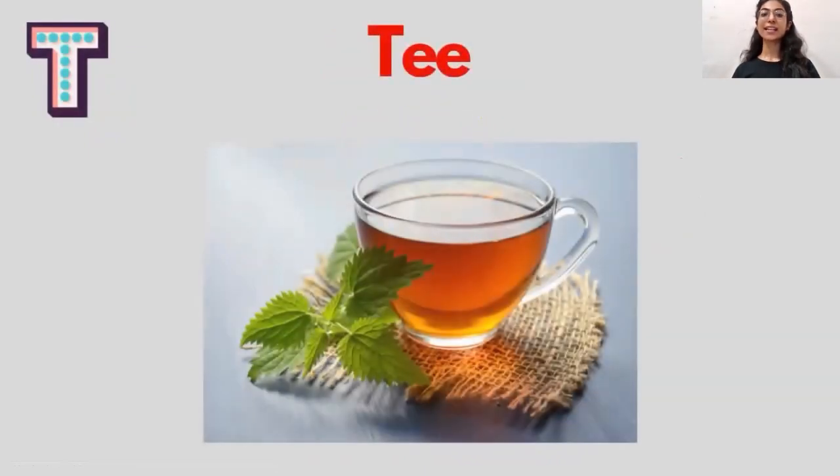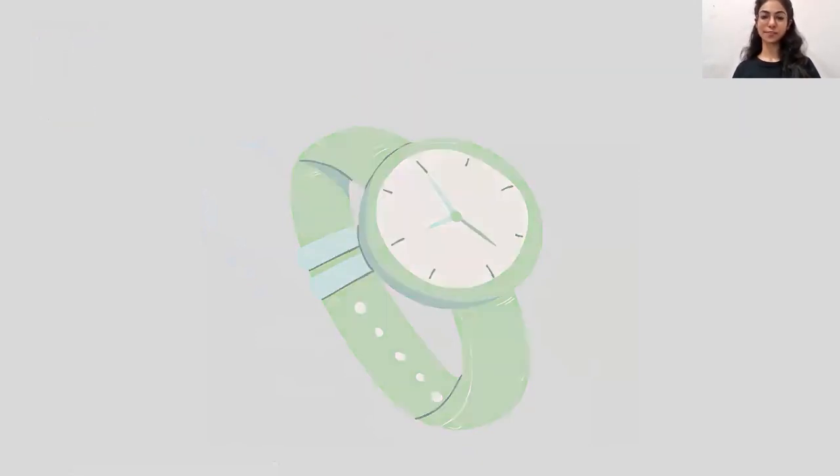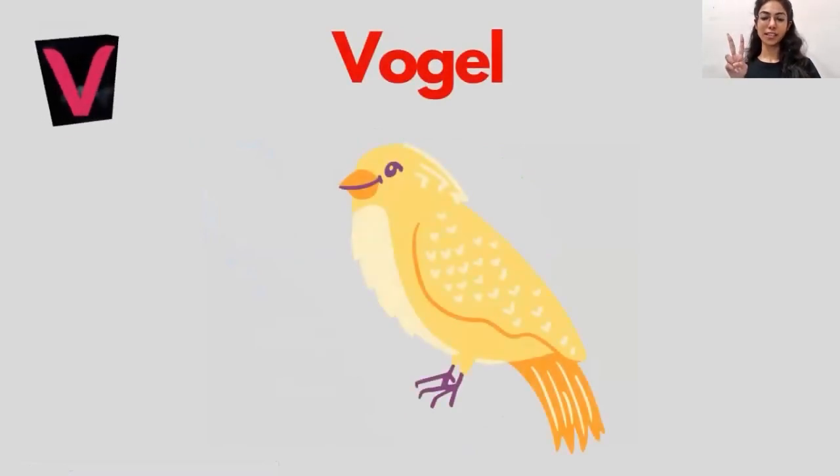Next alphabet is T. So in German, we say T. After T comes U. So U in German is U. And this is the watch on your screen. U. Then comes V. That is V. Say V. And this is the bird on your screen.